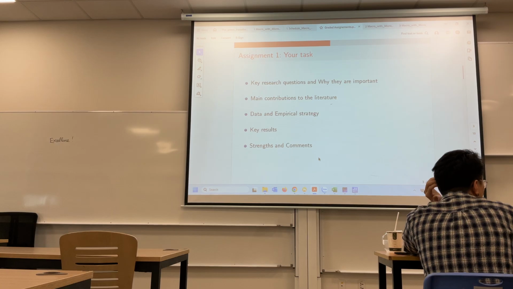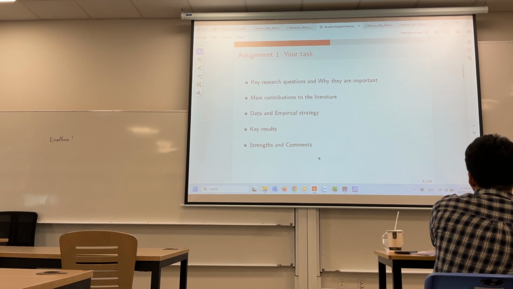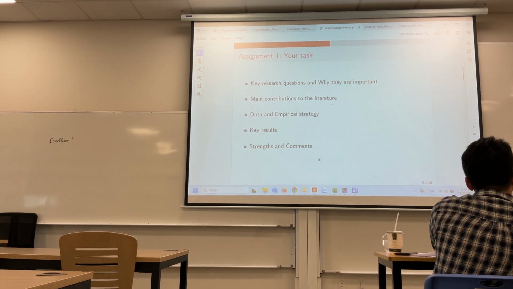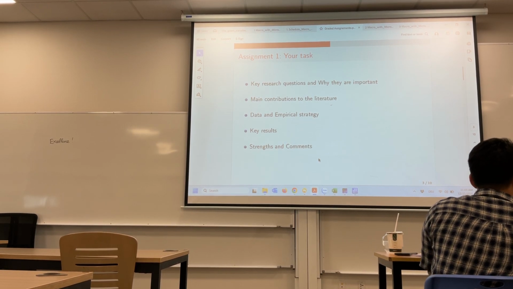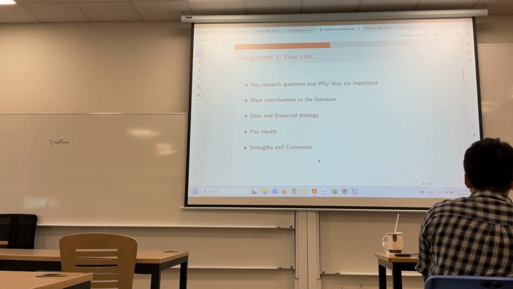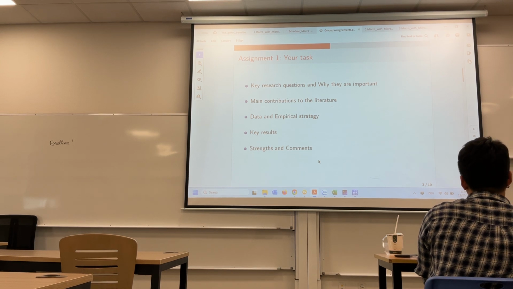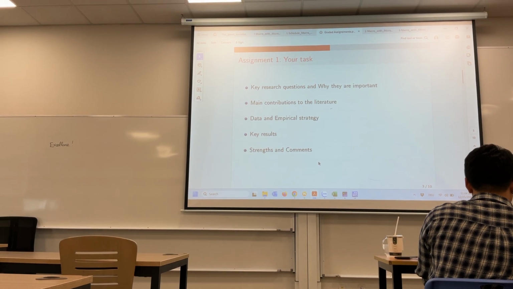Just apply the rule of 3. So 3 key points. Why are they important? Those 3 main reasons. The main contributions, 3 as maximum, and 3 key main results, and strengths and comments. Maybe also apply the rule of 3, to make it highlight the key points.